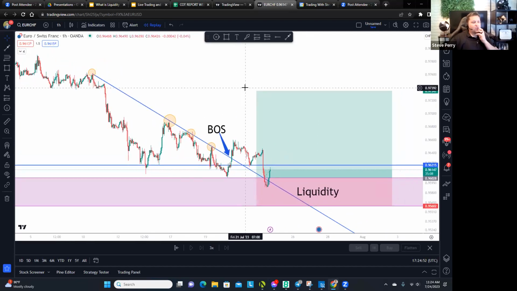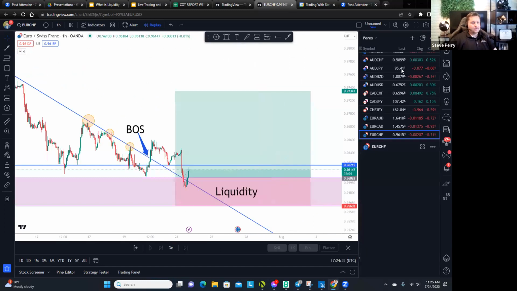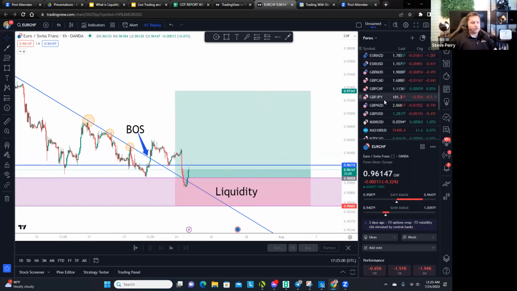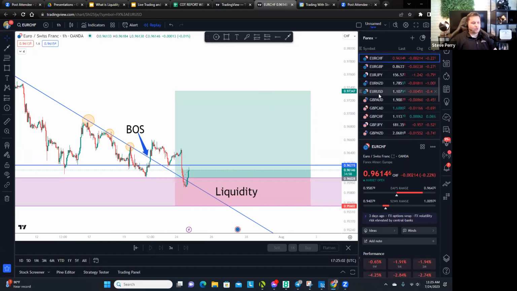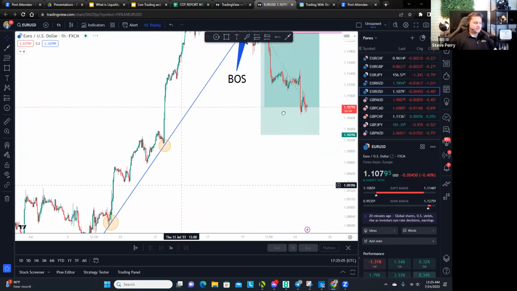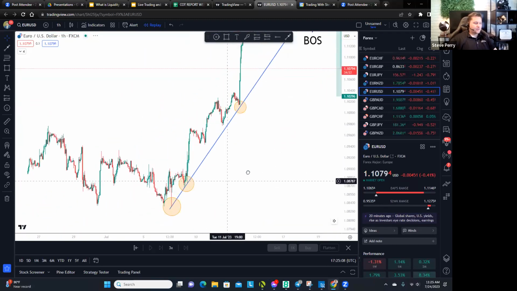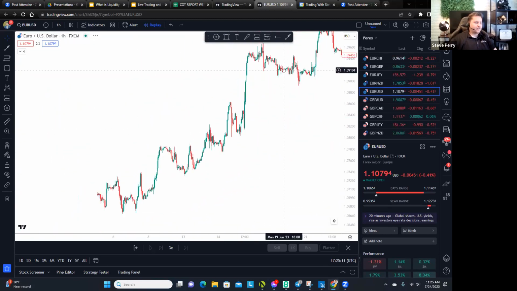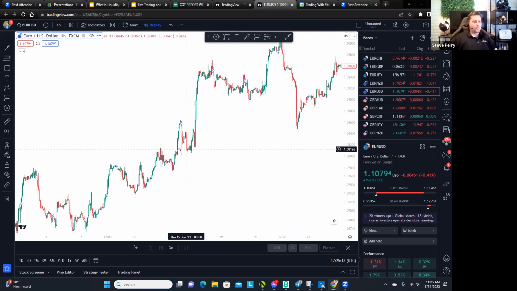Let's try to find another opportunity. Let's try to find another setup. So let's just go to, I don't know, maybe, what's your favorite currency pair? I don't know. Maybe we'll just go to the euro dollar because that's pretty common. And let's go back. Let's just go back in time and find... Okay, I see a cool opportunity here.